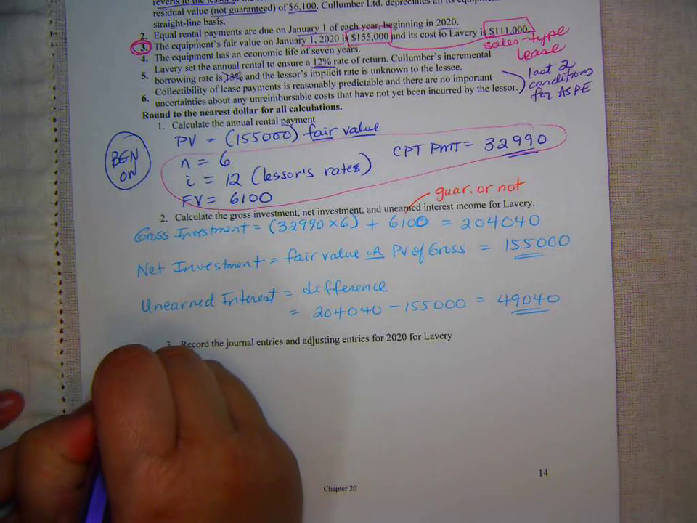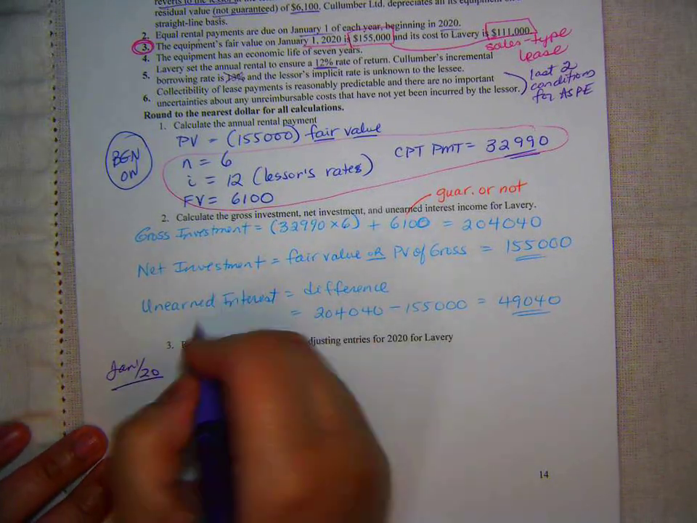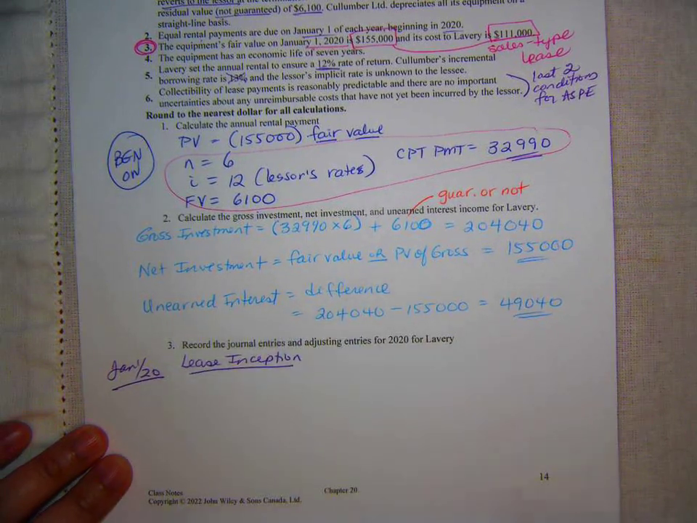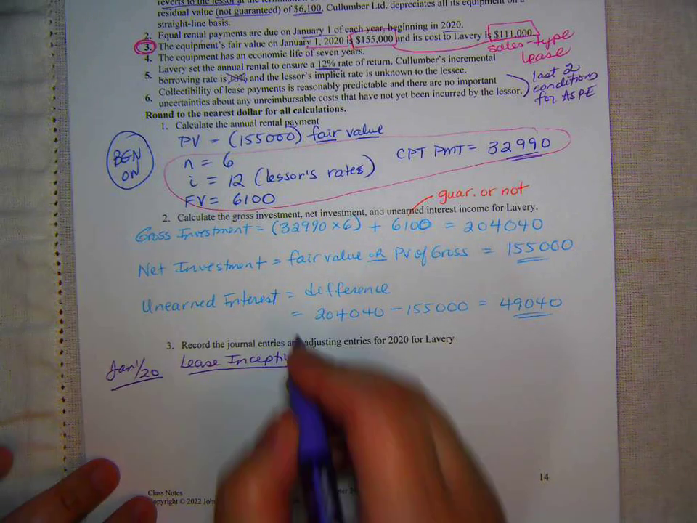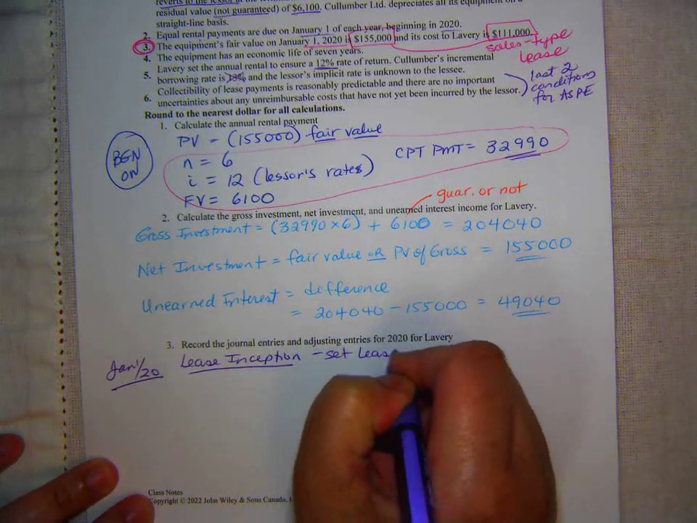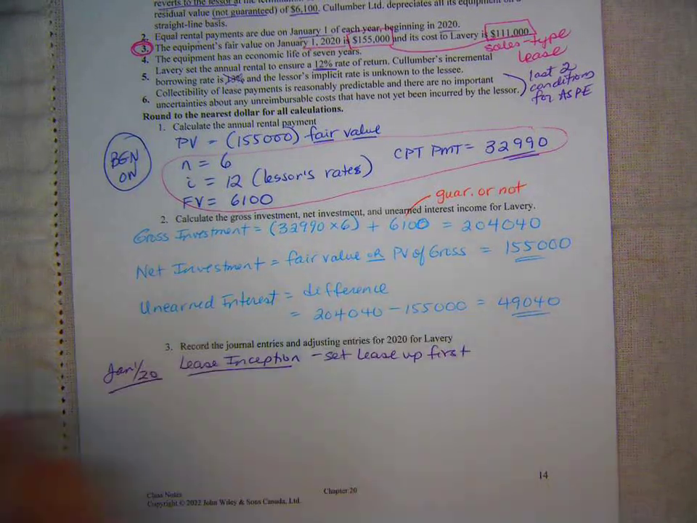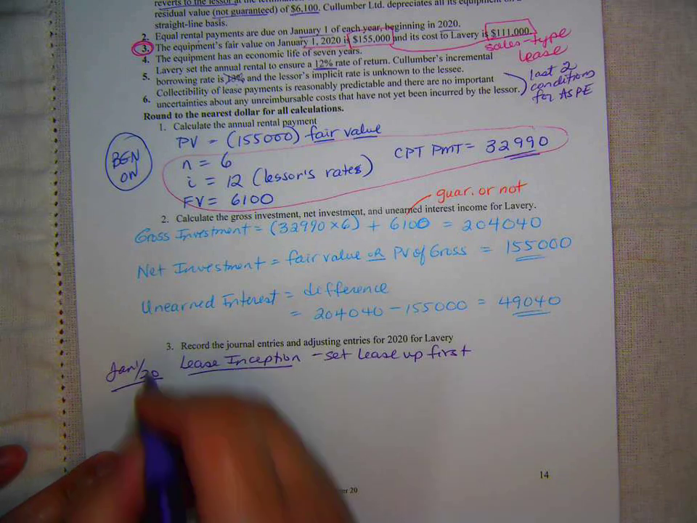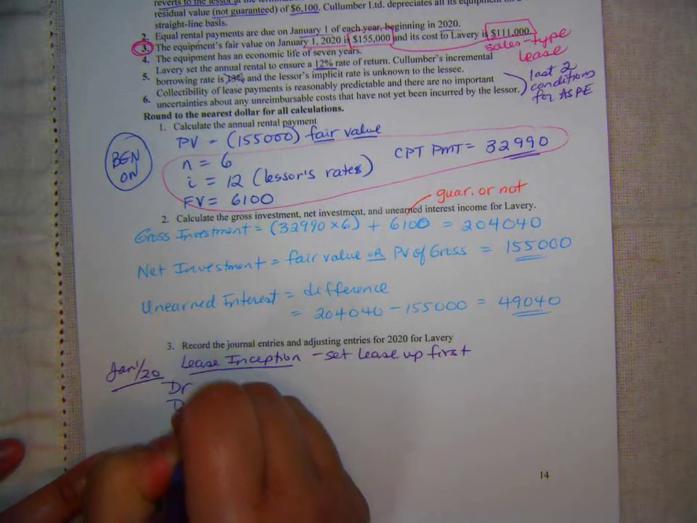So January 1st, 2020, at lease inception. We're going to set the lease up first, because it's easier than combining it with the payment, okay? If you need to in Wiley Plus, combine these, which it usually doesn't, but if it does, then just write them out separately and then put them together. So you're going to have 2 debits and 3 credits.